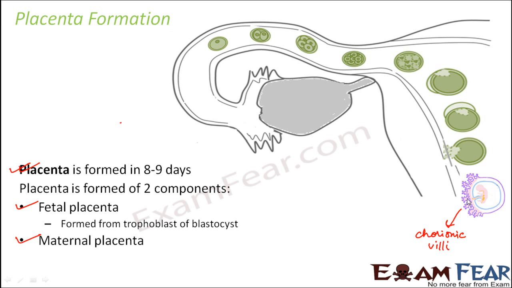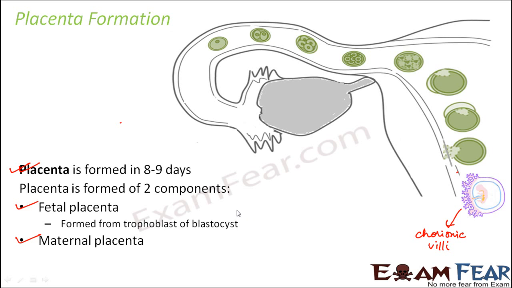So this is how the fetal placenta is formed. Now this will combine with the uterine tissue, that is, the tissues present on the walls of the uterus. The uterus is a part of the mother's body, right? So the uterine tissue contributes to the maternal placenta. So this chorionic villi will combine with the uterine tissue to form the placenta.